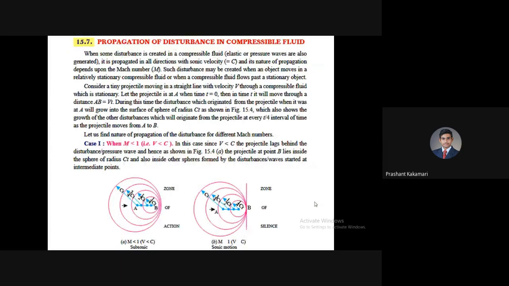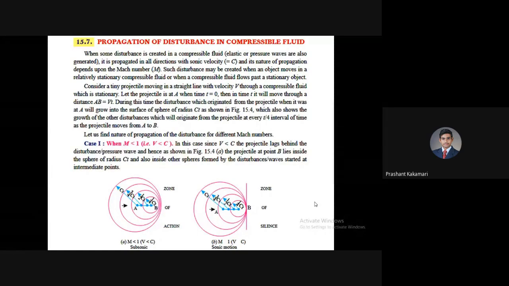Okay, next thing here is a very important part in this chapter, that is compressible flow. Propagation of disturbance in the compressible fluid. So compressible fluid, you can directly assume the air itself. So when the disturbance is created in compressible fluids, how it is going to propagate at different Mach numbers, that we are going to discuss here. As I have already told you, it all depends on the Mach number. It also depends on the elastic property of the given fluid. Different factors will be there.